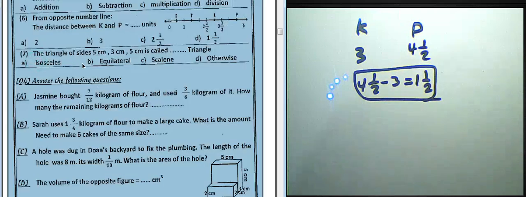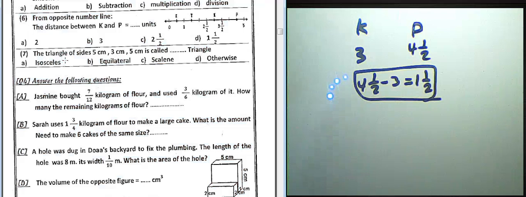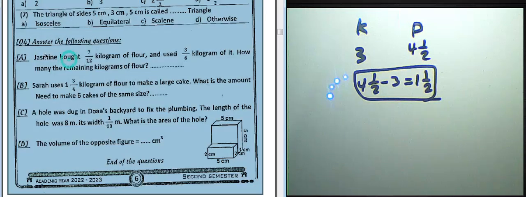Question 7. The triangle of 5 centimeter, 3 centimeter, 5 centimeter is called space. We call it isosceles triangle, isosceles triangle, because we have two sides of equal length. Okay.